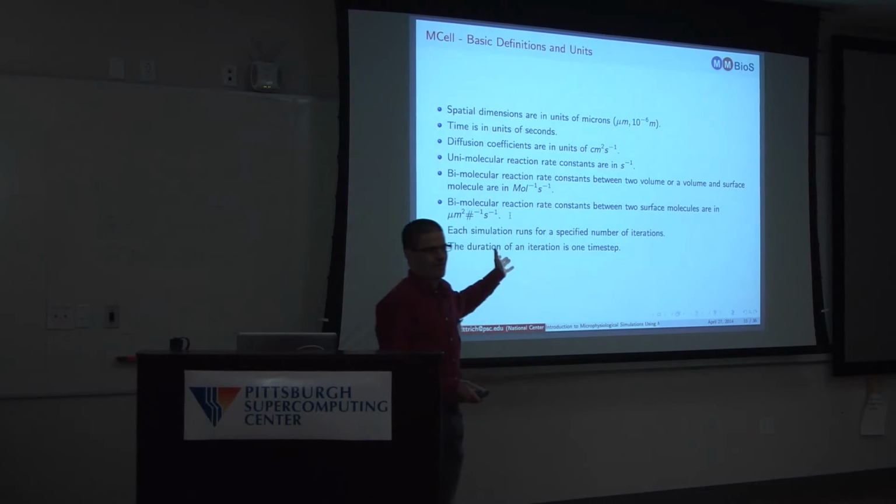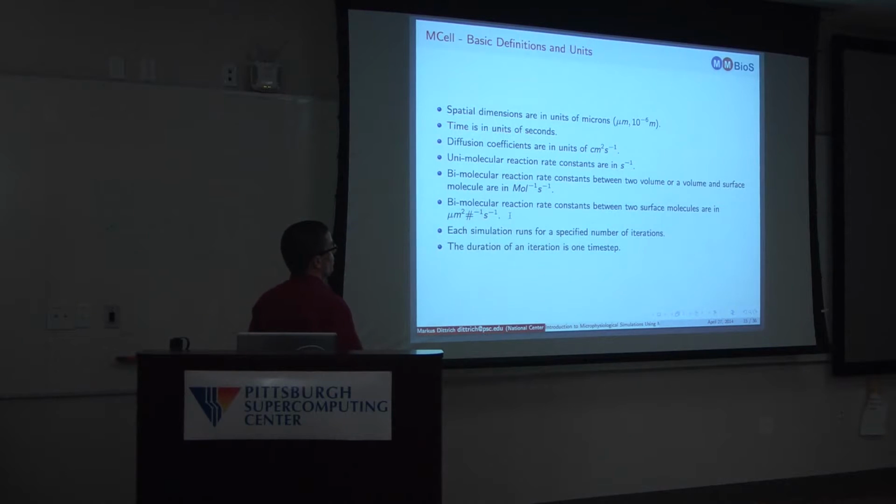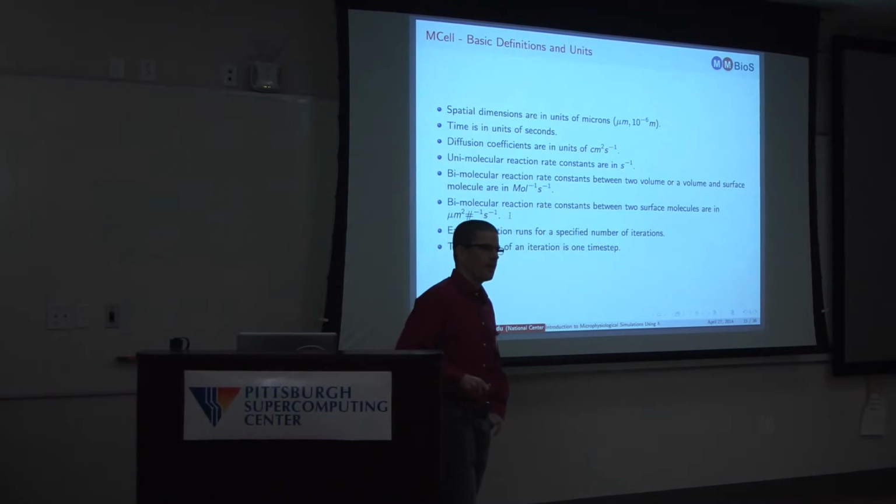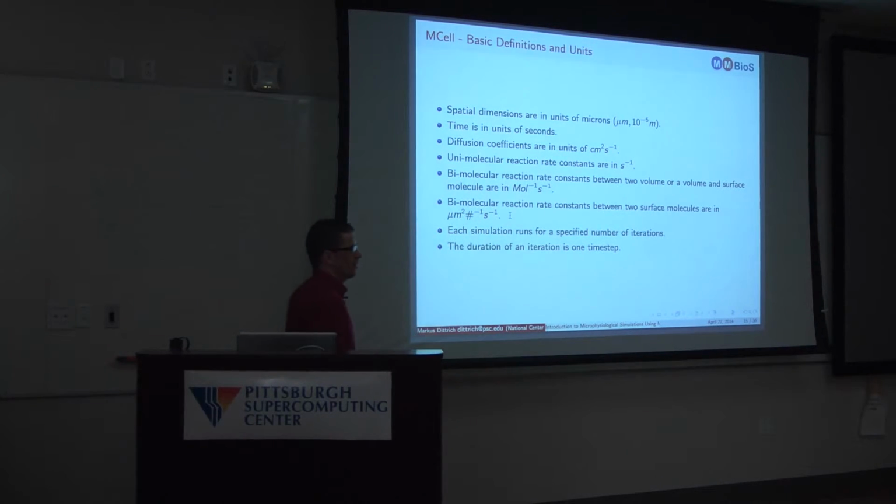They make sense, but basically, spatial dimensions are in units of microns. Time is in units of seconds. Diffusion coefficients are in units of centimeters squared per second. It's also very typical to see microns squared per second, so you have to be careful. Reaction rate constants, unimolecular ones, are in per second. Bimolecular reaction rate constants between two volume molecules, or volume and surface molecules, are in per molar per second. And for reactions between two surface molecules, it's basically similar, but it's a density per second, right?